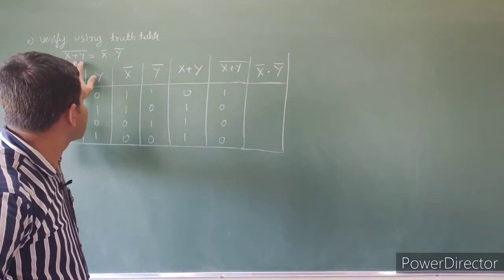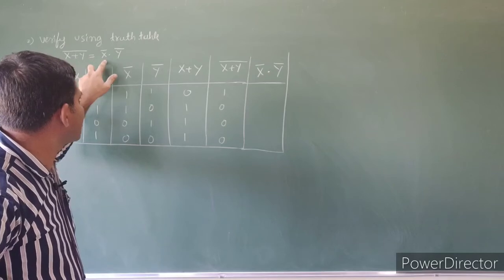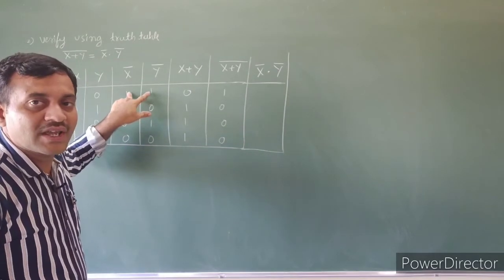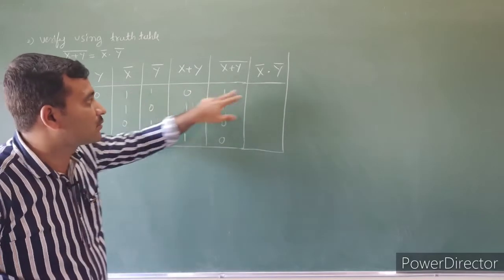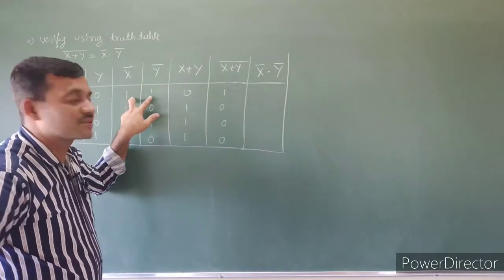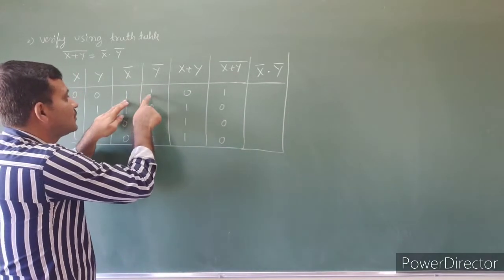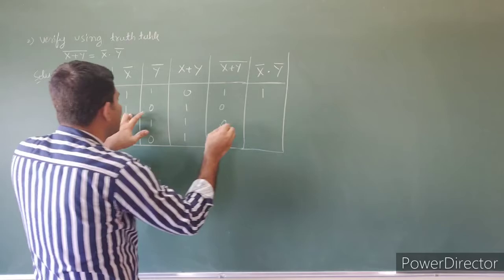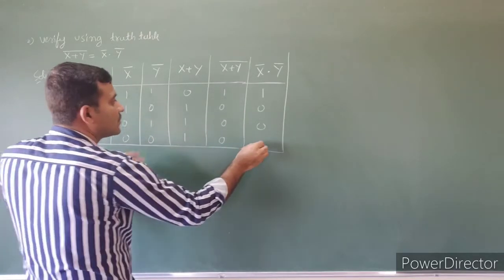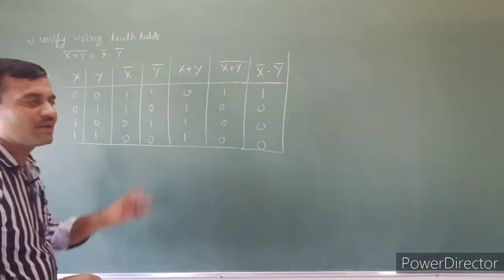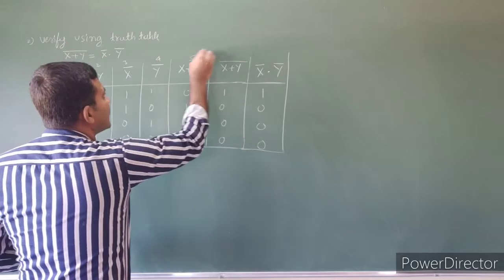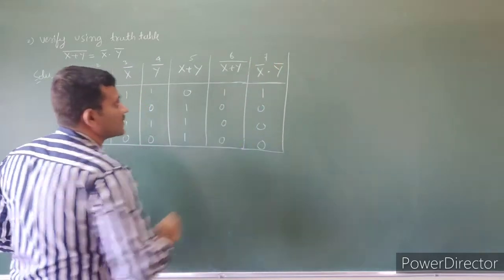Because we have to prove that (x plus y) whole bar is equal to x bar into y bar. Here we evaluate x bar y bar. Using x bar, y bar values, we have to perform x bar into y bar. Observe the column x bar and y bar. Here 1 into 1, 1. 1 into 0, 0. 0 into 1, 0. 0 into 0, 0. Label the columns 1, 2, 3, 4, 5, 6, 7.